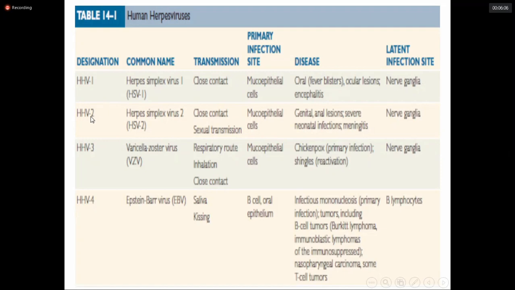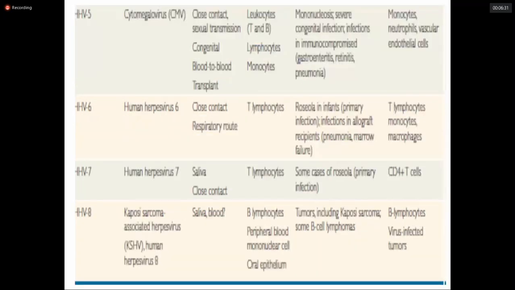Type 2, it is herpes simplex type 2, close contact, sexual contact. Look at this point, very important. Also infecting mucoepithelial cells, genital area, anal lesions, severe neonatal infection and meningitis. Also, we have mentioned it with the CNS. Latency in nerve ganglia.